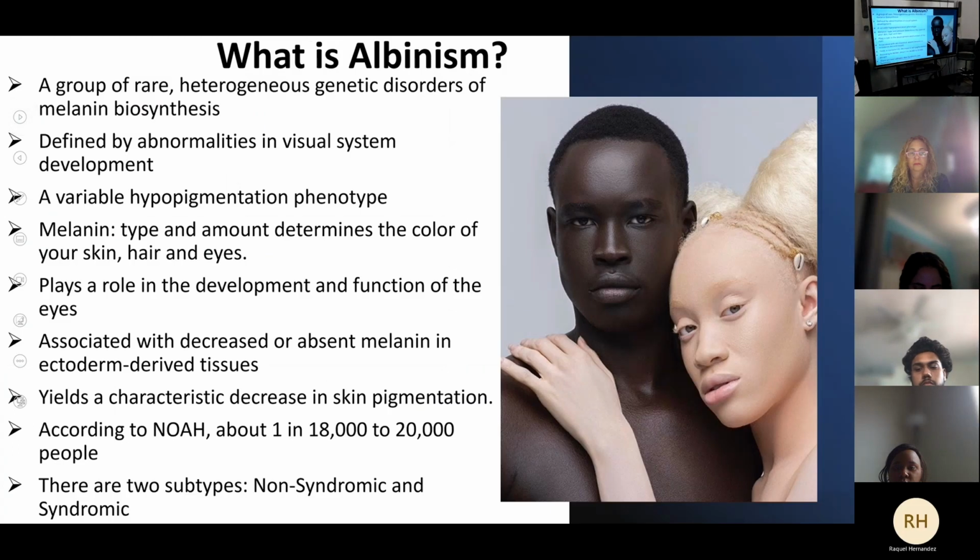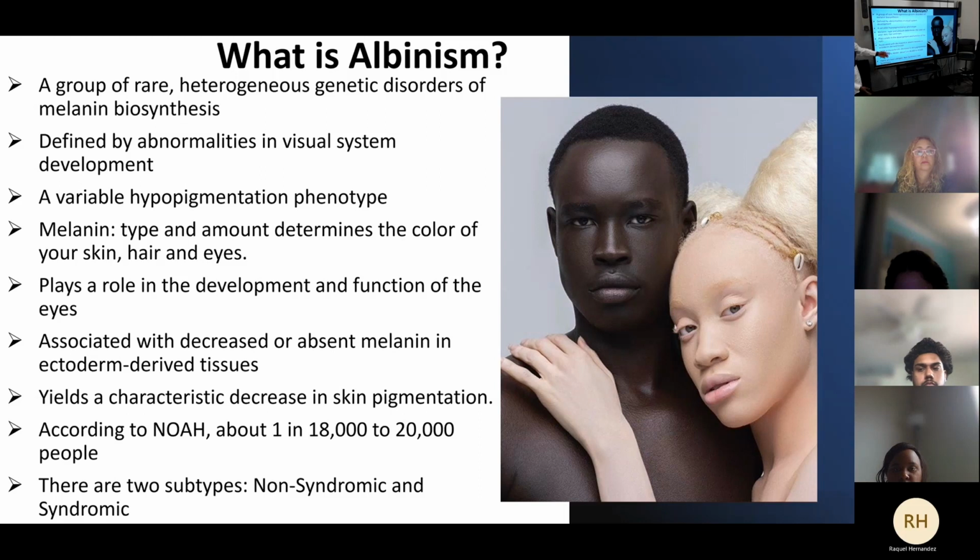So what is albinism? Albinism is defined as a group of rare heterogeneous genetic disorders of melanin biosynthesis, as well as defined by abnormalities in visual system development. This will result in a variable hypopigmentation phenotype. So the type and amount of melanin you have determines the color of your skin, hair, and eyes. So melanin will also play a role in the development and function of your eyes. So albinism will be associated with decreased or absent melanin in ectoderm-derived tissues, such as your hair, skin, and eyes. This will yield a characteristic decrease in skin pigmentation.